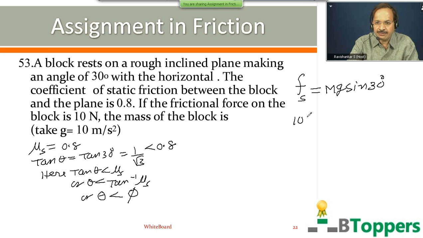So the magnitude of static friction on the block by the inclined plane is given to be 10 newtons. g is given to be 10 meter per second square. Sin theta, sin 30 degrees, is 1 by 2. So from this you get the mass of the block to be equal to 2 kg.